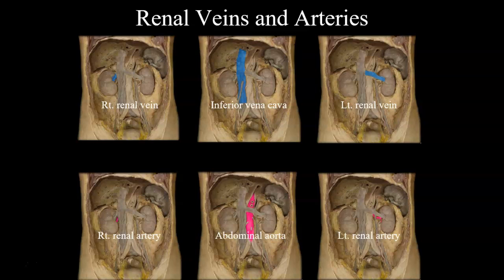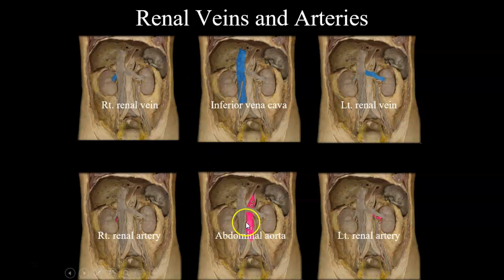There's the right renal vein. Right here, right renal vein, inferior vena cava, left renal vein. Remember, the inferior vena cava is the big collecting vessel from essentially the lower half of the body. So all of the veins eventually feed into the inferior vena cava. Here's the left renal, here's the right renal.